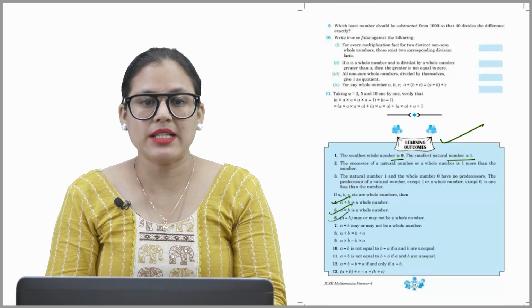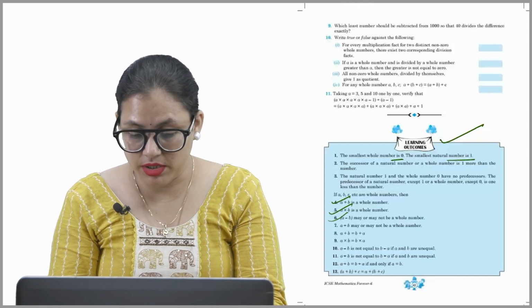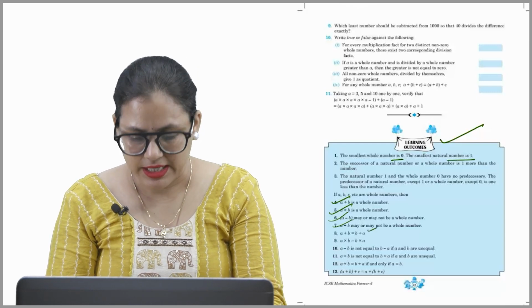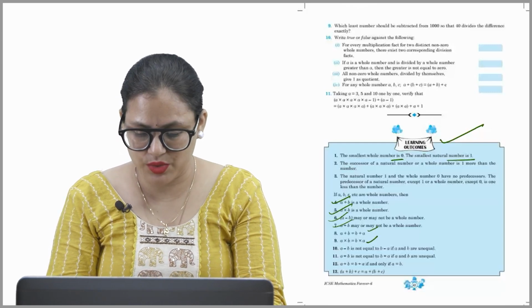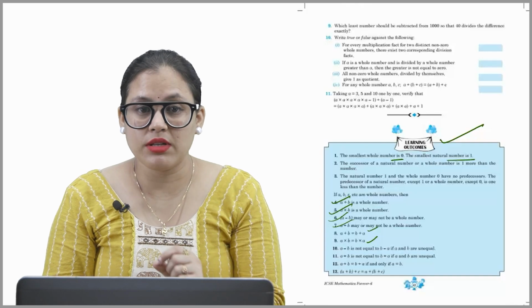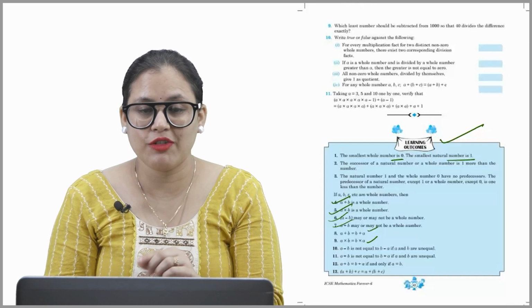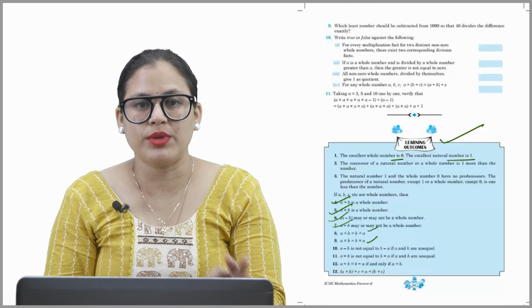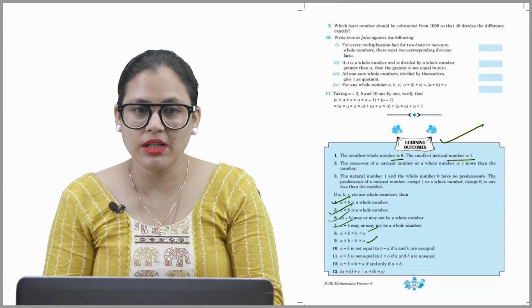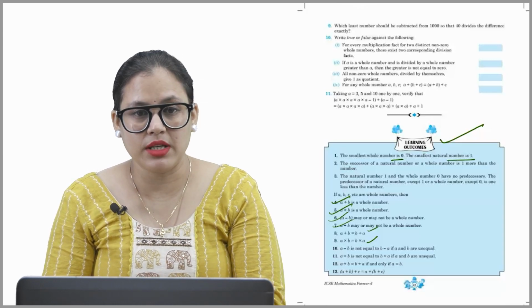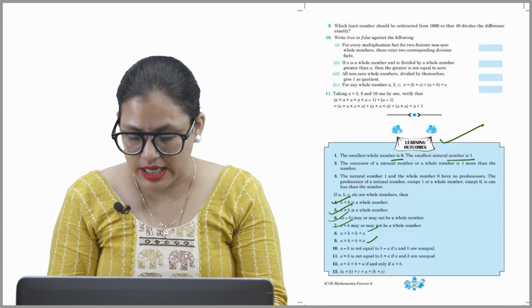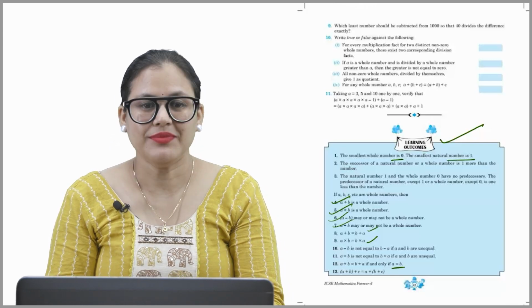Okay. A divided by b may or may not be a whole number. A plus b is equal to b plus a. A into b is equal to b into a. A minus b is not equal to b minus a if a and b are unequal. A divided by b is not equal to b divided by a if a and b are unequal. A divided by b is equal to b divided by a if and only if a is equal to b.